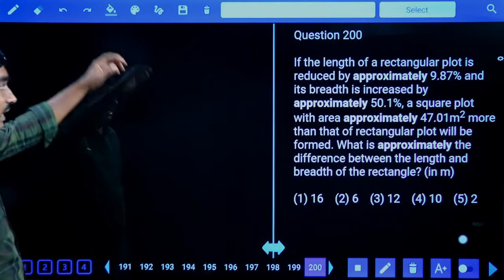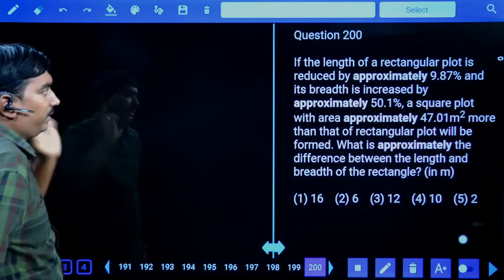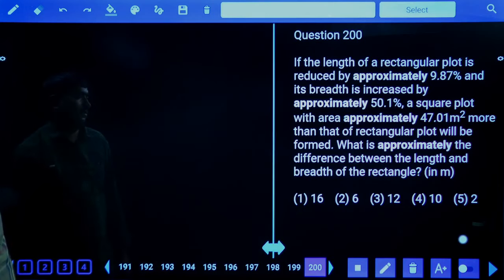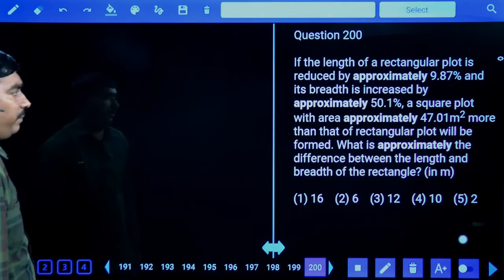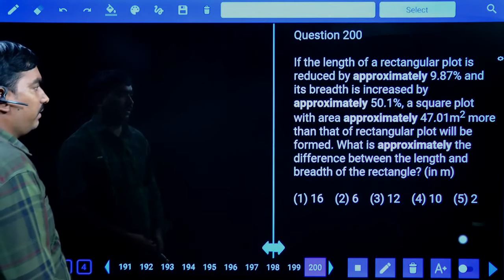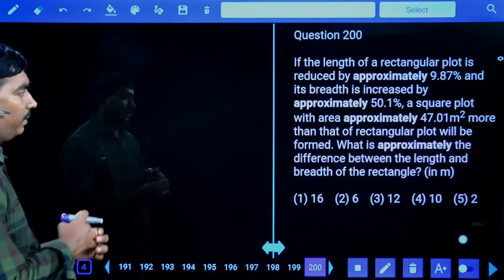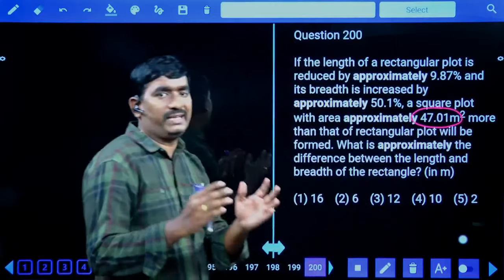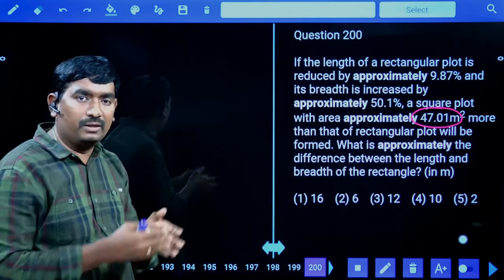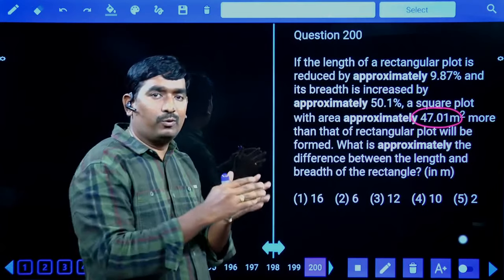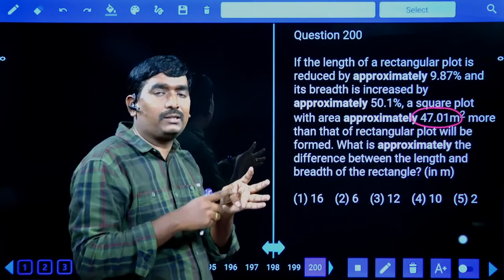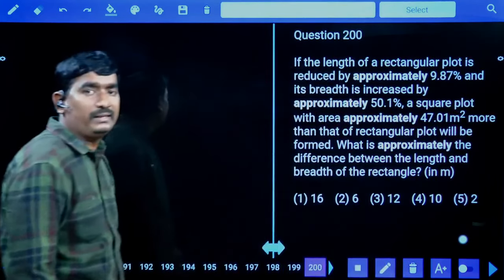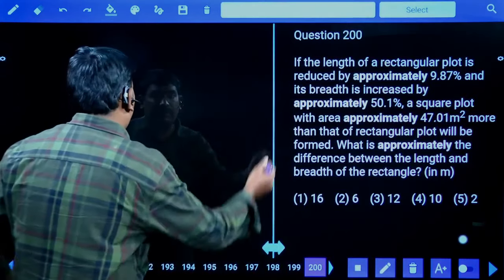Next, if the length of a rectangular plot is reduced by approximately 10% and its breadth is increased by approximately 50%, a square plot with area 47 meters square more than that of the rectangular plot will be formed. A square plot is formed means both sides are equal. Whatever the length is reduced, that much the breadth is increased. Reduced length and new breadth both are equal. Then only a square plot is formed.